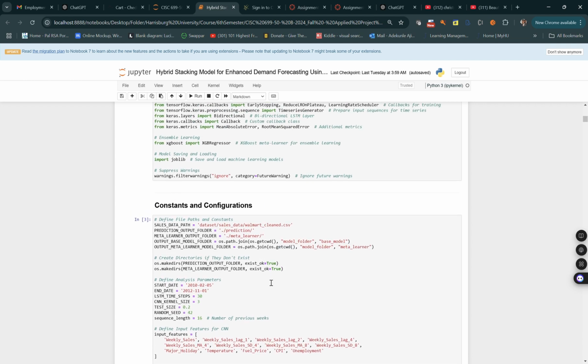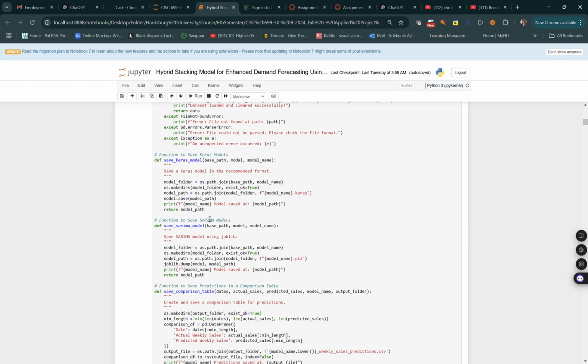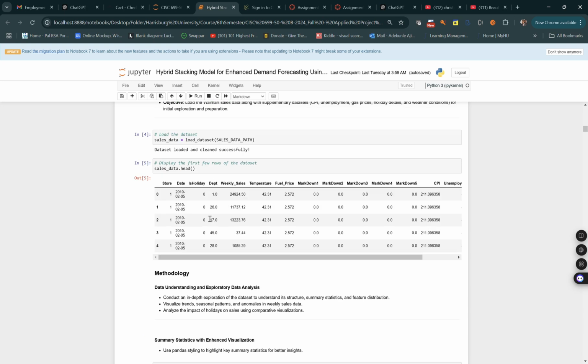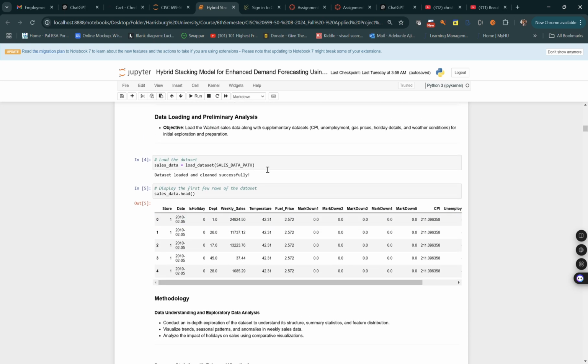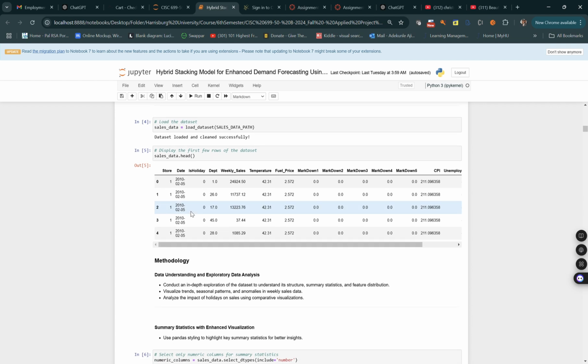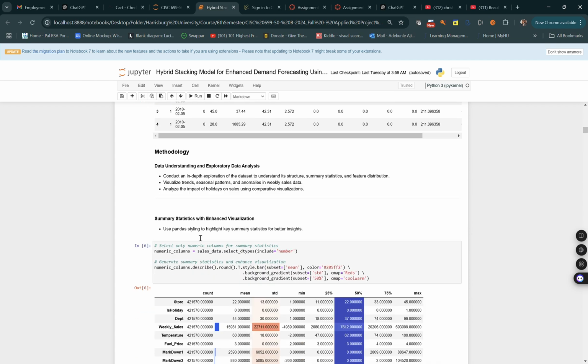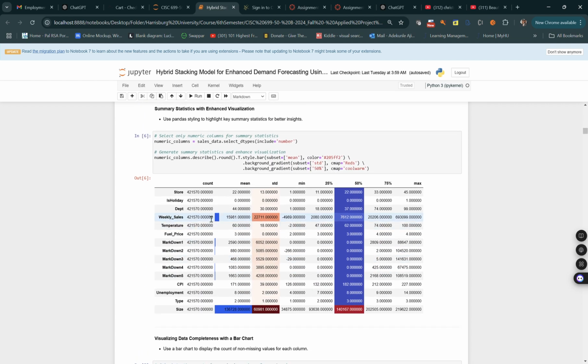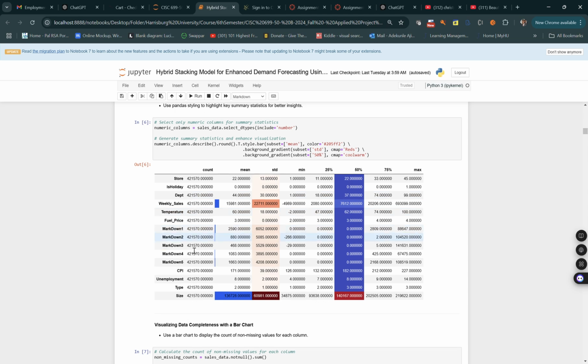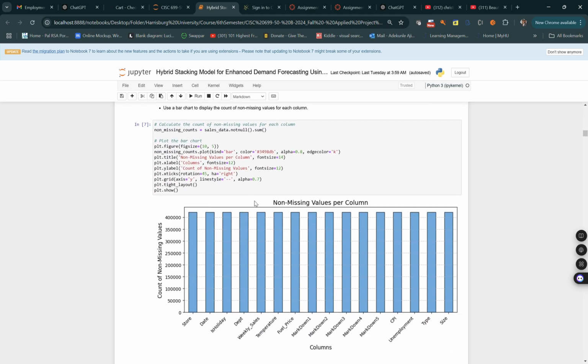As a developer, I like to separate my project for easy reading. Here are the constants and the generic functions that were used within the project. I uploaded the dataset from an Excel file into a pandas DataFrame, and it was displayed here using the head method. Here is the description of the data which was presented here.